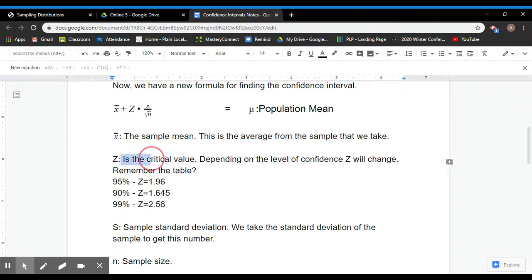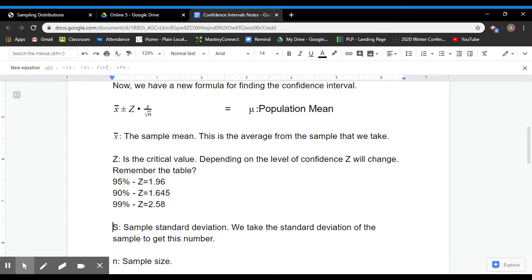Z is the critical value. This actually does not change from the last confidence interval formula. Remember, depending on our level of confidence, z will change. So if we have a 95% confidence interval, z is 1.96. If we have a 90% confidence interval, z is 1.645. 99% is 2.58. Remember that table I gave you in your old notes? That z still does the same thing here.